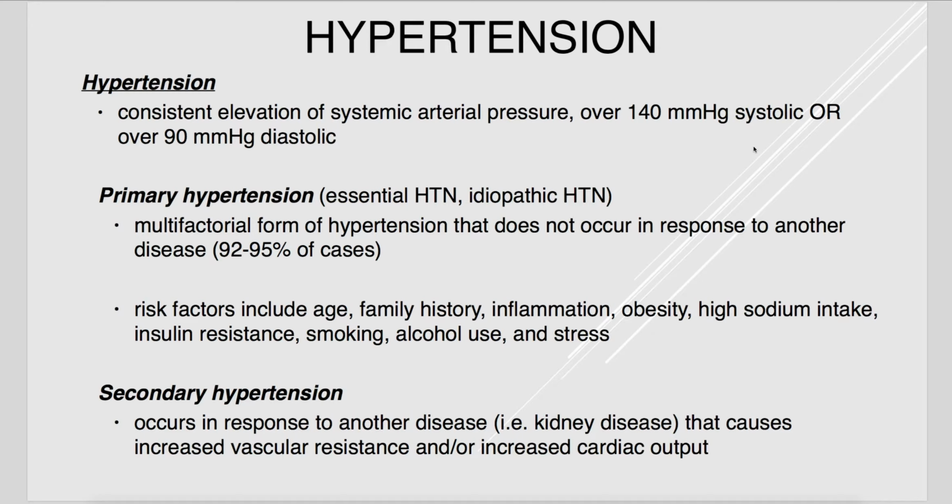It's a multifactorial disease, so it does not occur in response to any other disease. Risk factors: smoking, of course, high sodium intake, obesity, family history, age, all of those things that we are familiar with. Secondary hypertension occurs in response to another disease. You see this with kidney diseases. Sometimes, if you have an adrenal cortex tumor or really any tumor of the adrenal gland, it can cause changes in epinephrine output and aldosterone output. So there's a number of things that can cause secondary hypertension, but it's quite rare.